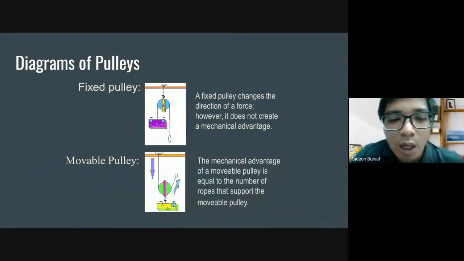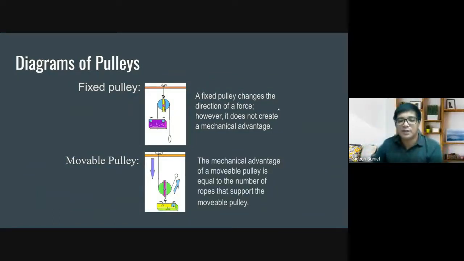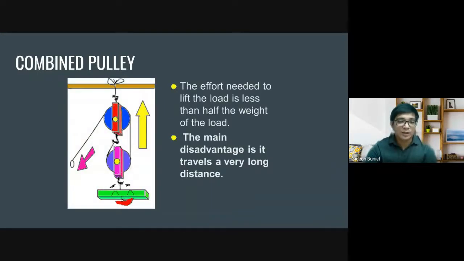So we also have examples of a fixed pulley here. A fixed pulley changes the direction of force. However, it does not create a mechanical advantage. The mechanical advantage of a movable pulley is equal to the number of ropes that support the movable pulley. So this is again the combined pulley system.